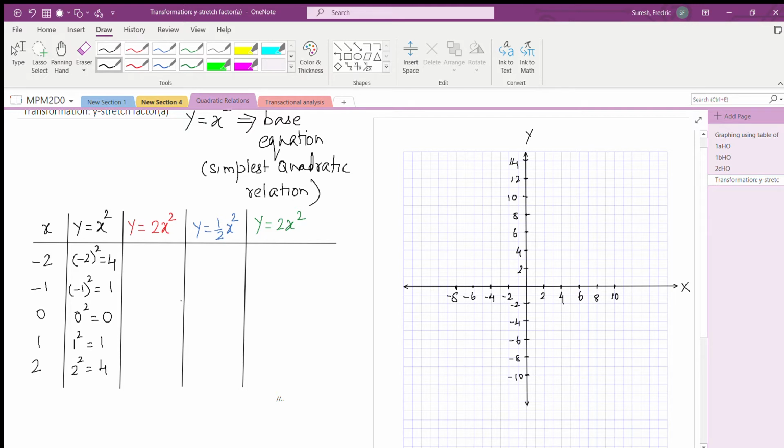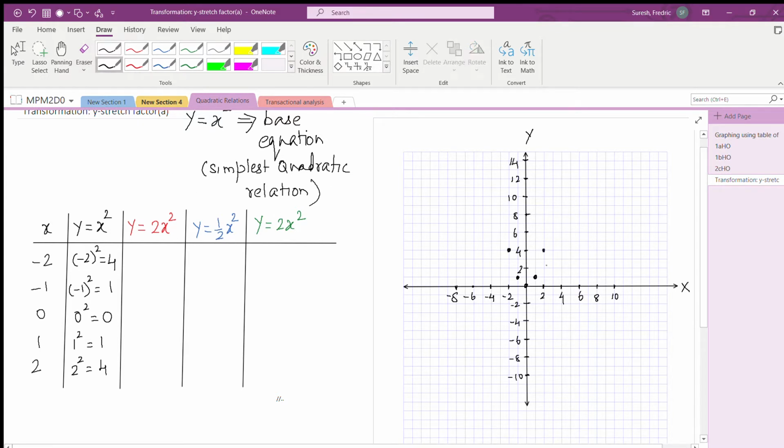So let's put all these points on the graph grid that we have. The first is -2 and 4. So -2 and 4. And -1 and 1. 0, 0, 1, 1, and 2, 4. Let me fix that. 2, 4.